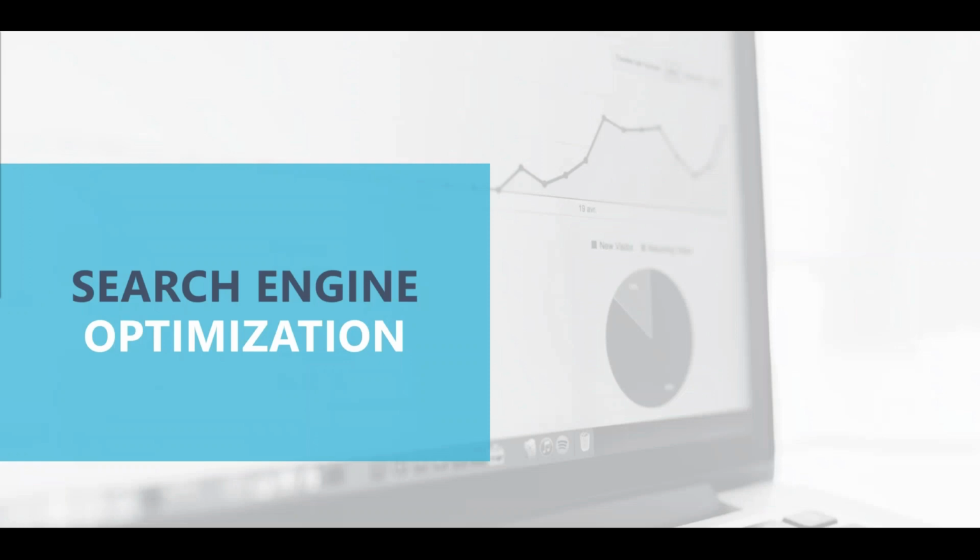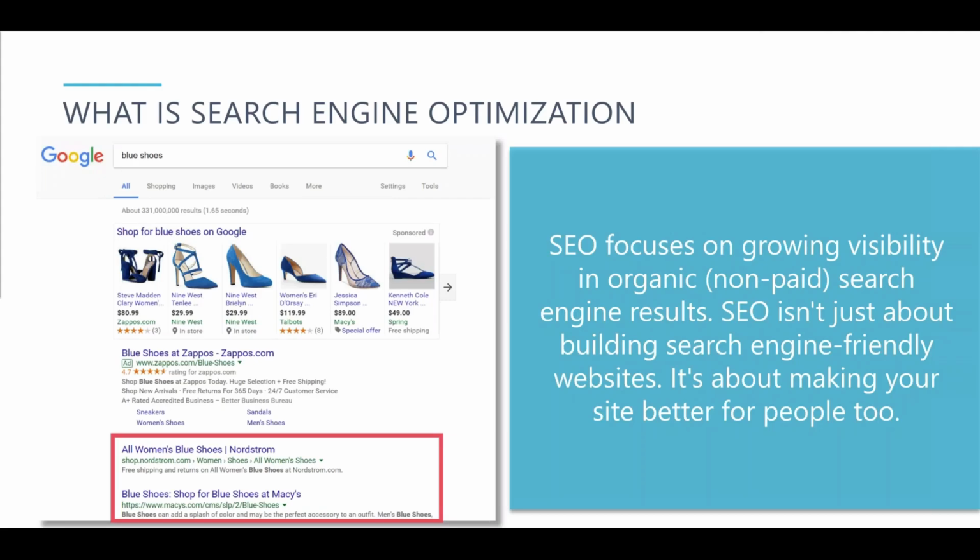All right, let's dig into the SEO, or search engine optimization itself. What is search optimization? In a broad sense, it focuses on growing the visibility of your organic, in other words, your native search engine listings in Google and Bing itself.